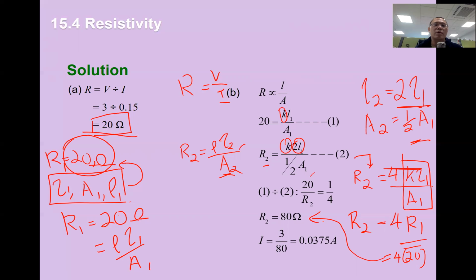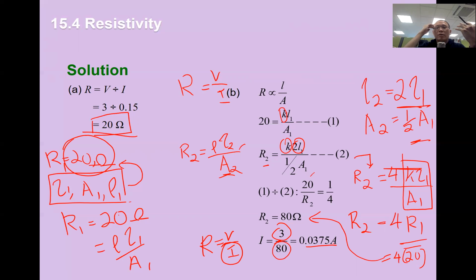After that, how do I find the current? I use the formula: resistance is voltage over current. I want to find the current, so I rearrange. With voltage 3 and resistance 80 ohms, I get the current to be 0.0375 amps. So this is how I look at the math.